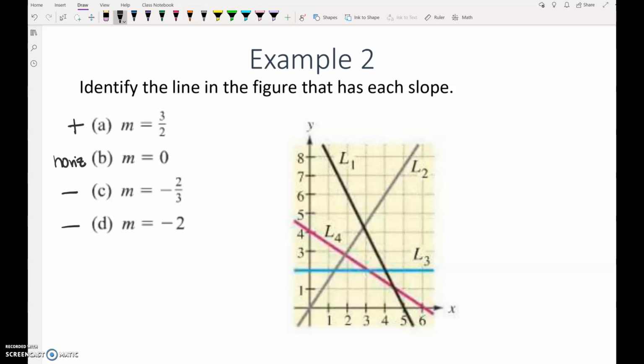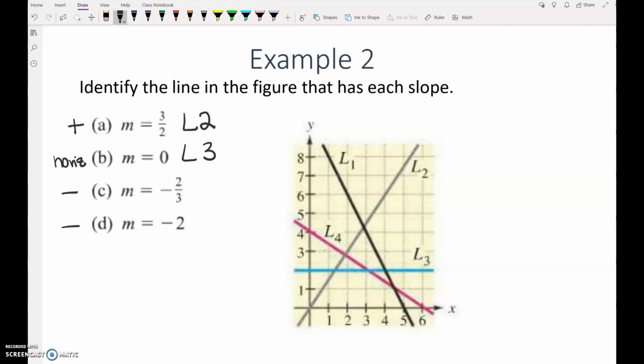A is the only slope that's positive, and the only line that looks like it has positive slope is line 2. And if you look at it, up 3, right 2, that definitely matches. The horizontal line is line 3. 0 slope is horizontal. The next 2 are negative.